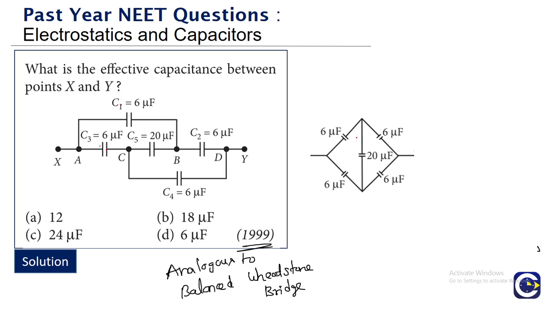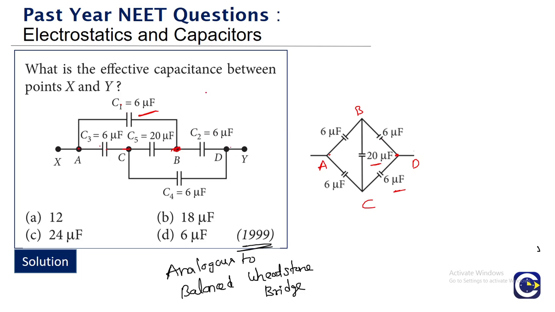But if you take a closer look at them, the same arrangement of the capacitors can be represented like this. So this is our A, this is our point D, this is B, this is C. Look at this, between B and C, what do we have? 20 microfarad. Between A and B, what is there? 6. A and C also 6. C and D, there is 6. B and D, there is 6.